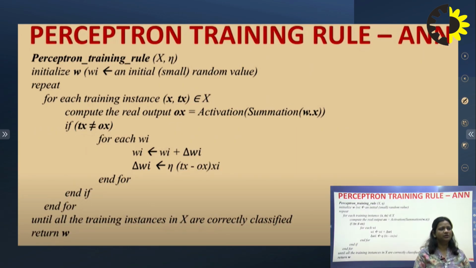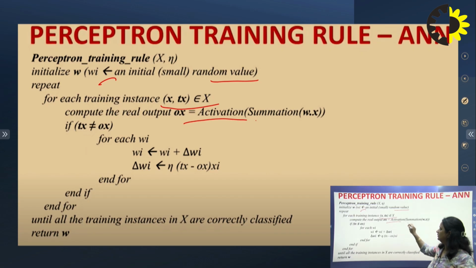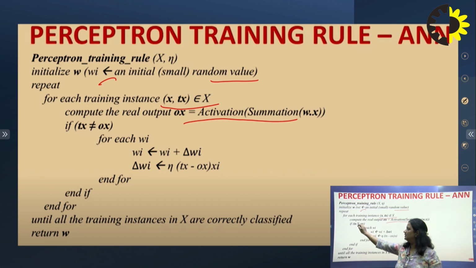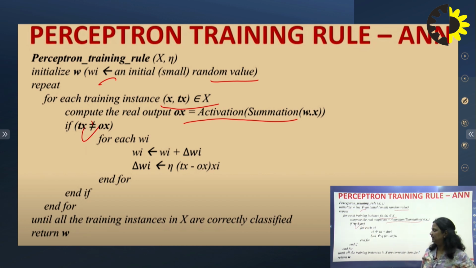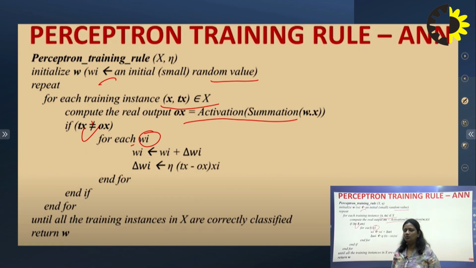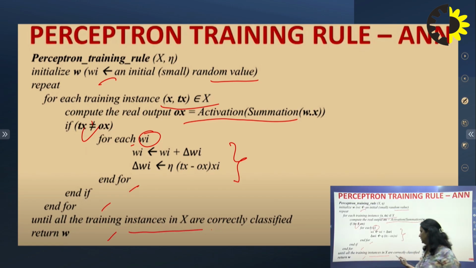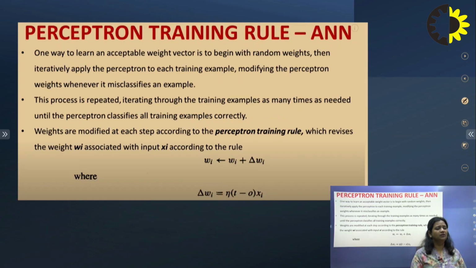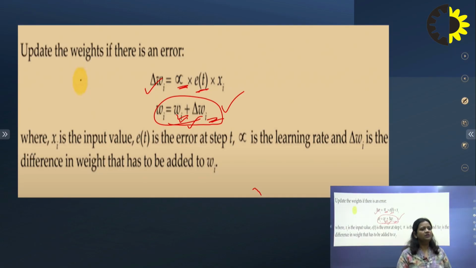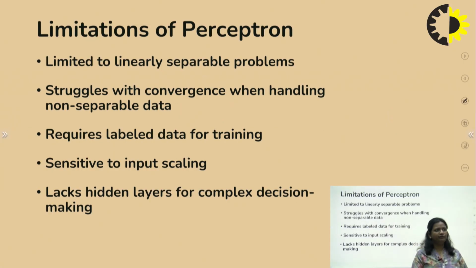So this shows the algorithm of the perceptron training rule, where we initialize weights as small random values. For each instance x, compute the real output value of y, that is the activation function. If the desired output is not equal to the expected output, then for each Wi we calculate the updated weight, and repeat until all the training instances are correctly classified.